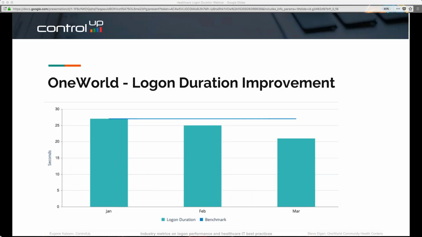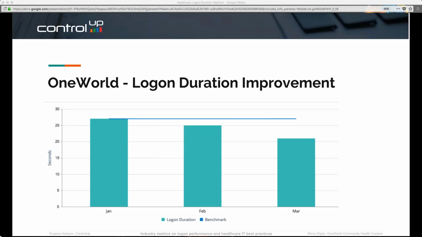So this just shows January, February, March. You can see we're at around 27 seconds average logon time in January. Some of the adjustments we had made with our AMD environment, with right-sizing VMs and oversubscription on our vCPU, reduced that a little bit, not significantly enough though. And then you can see March, it's gone down even more.